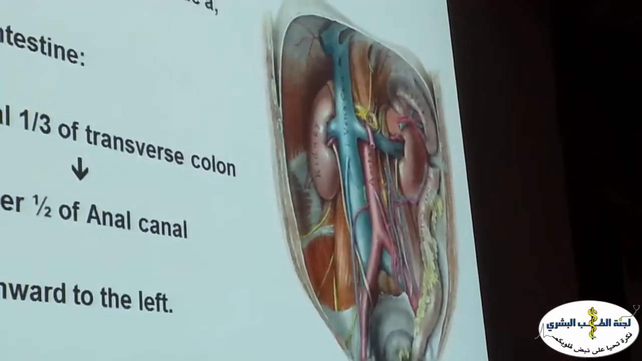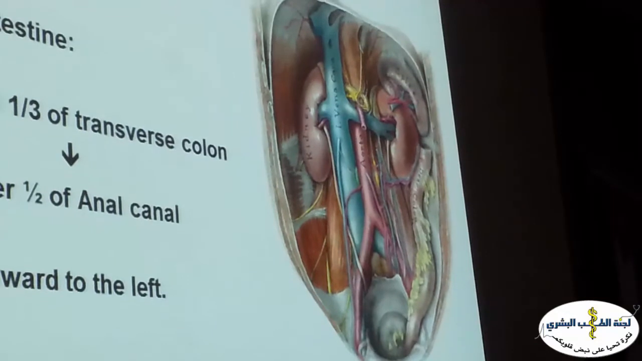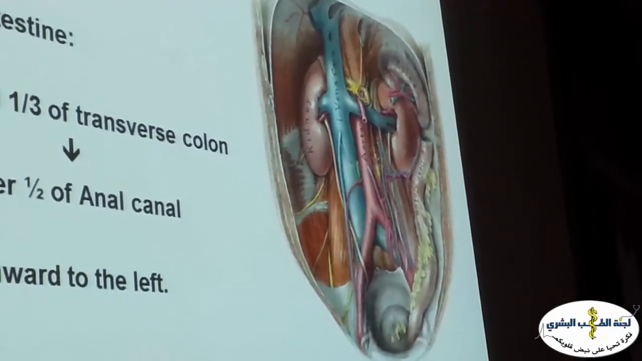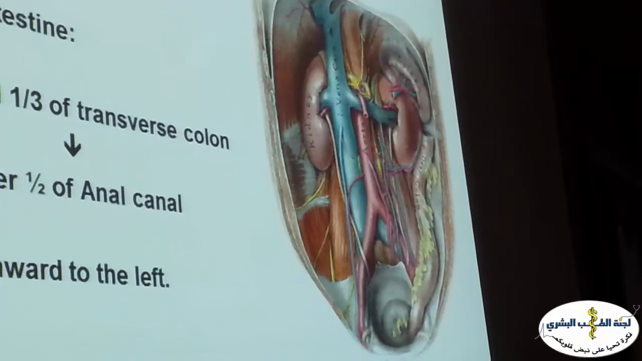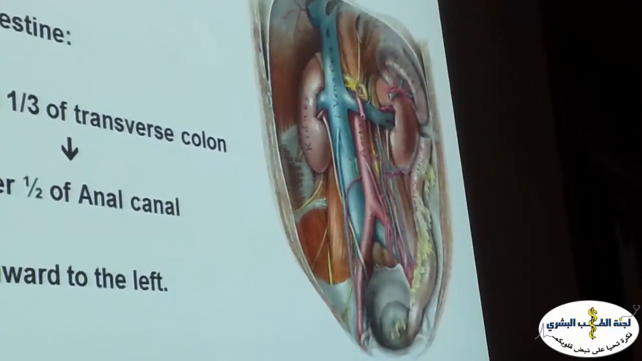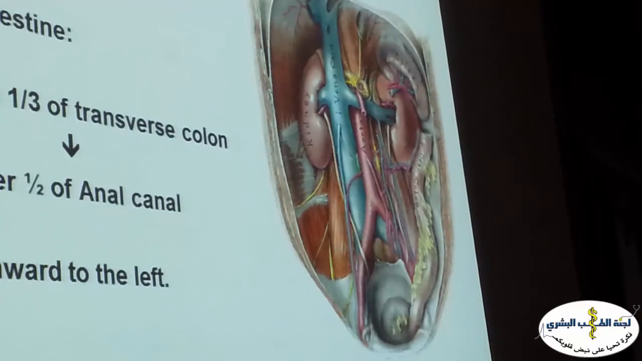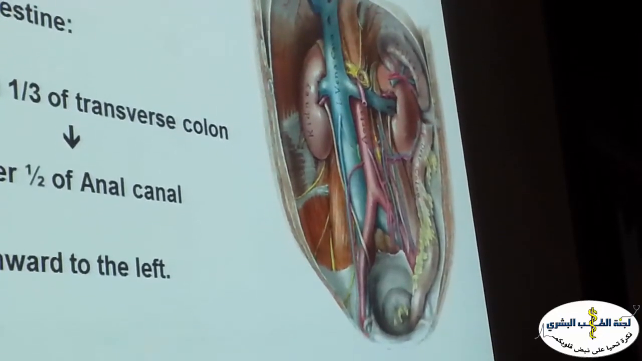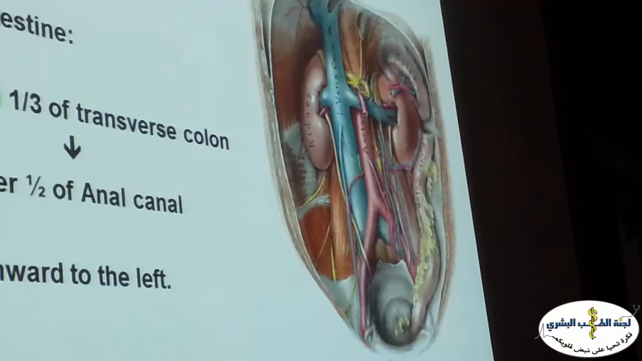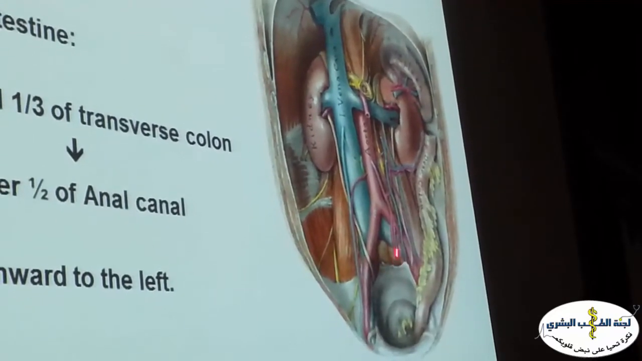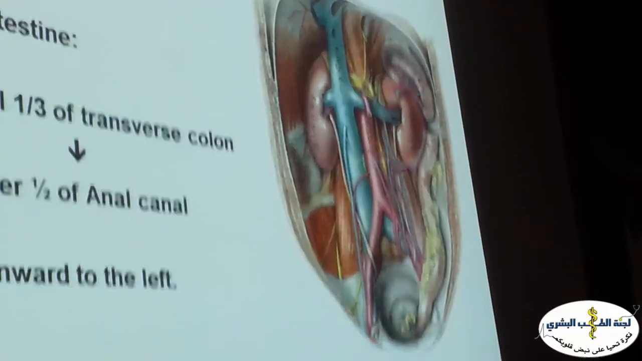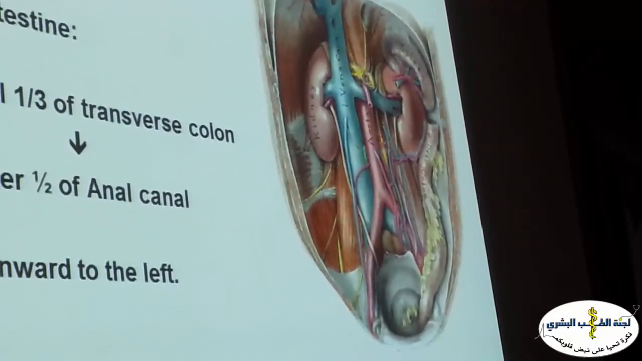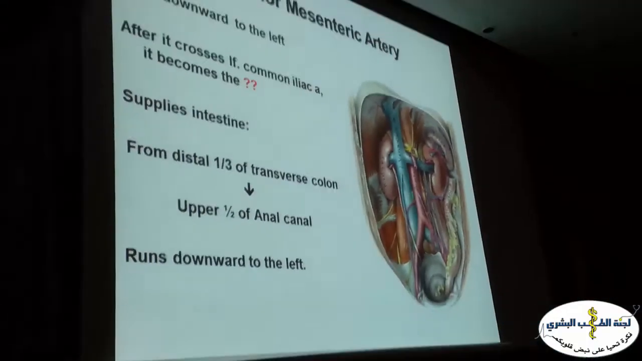The inferior mesenteric now, where does it start? From the distal third of the transverse colon. The biggest branch you saw in the angiogram in the lab is called the left colic artery, right? Why left colic? Because it goes to the left side, as you see. The left colic branch supplies the distal third of the transverse colon, so it has a branch going superiorly to the distal third of the transverse colon and the descending colon. Then you will have sigmoidal arteries, with the termination being the superior rectal artery to the rectum. It runs downward to the left after it crosses the left common iliac artery.